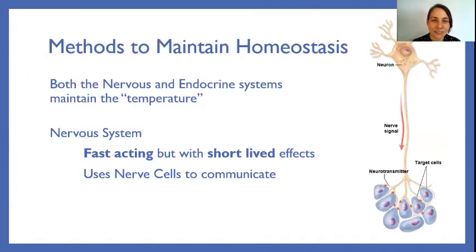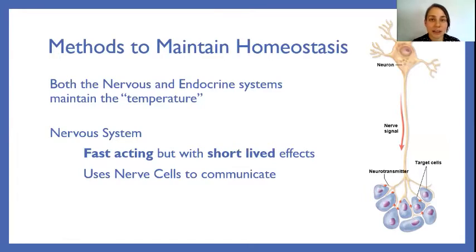Now there's two ways that your body can maintain homeostasis. It can maintain it with the nervous system or the endocrine system. Now, the nervous system, we learned about that in A&P2. It's where we're going to use neurons that have long axons that travel to target cells and have action potentials that run down those axons.